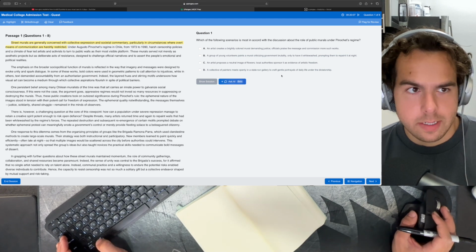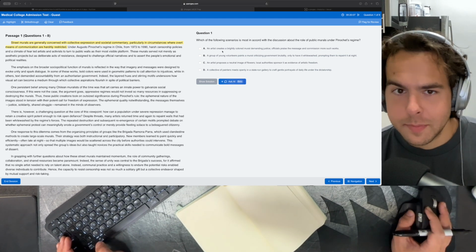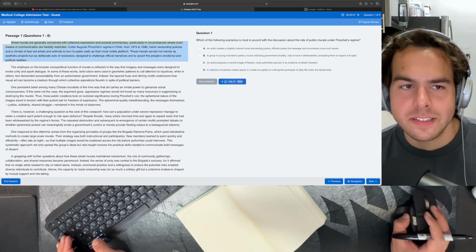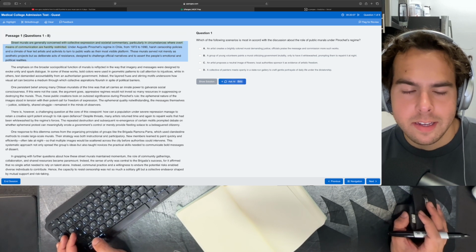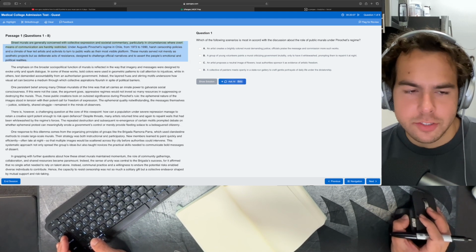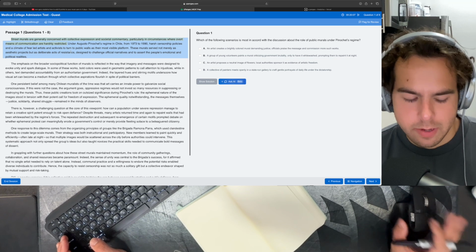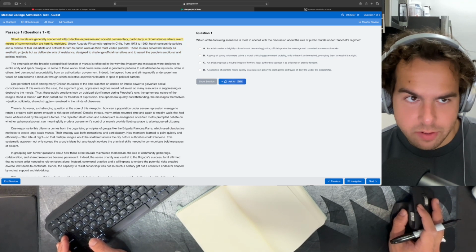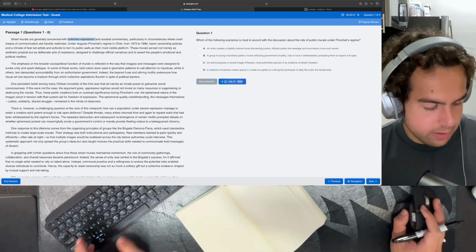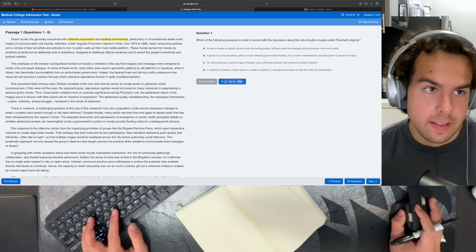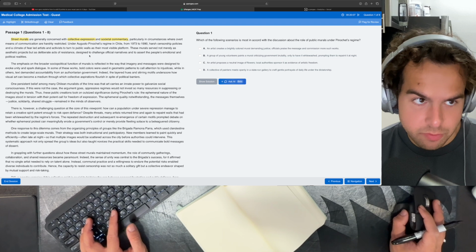And so I spend a lot of time on the first paragraph, because a lot of people will want to fly through the rest of the passage, and if you understand this first paragraph, you're going to see why it's so important. The first sentence starts talking about collective expression and societal commentary. And then it's talking about street murals. Interesting.